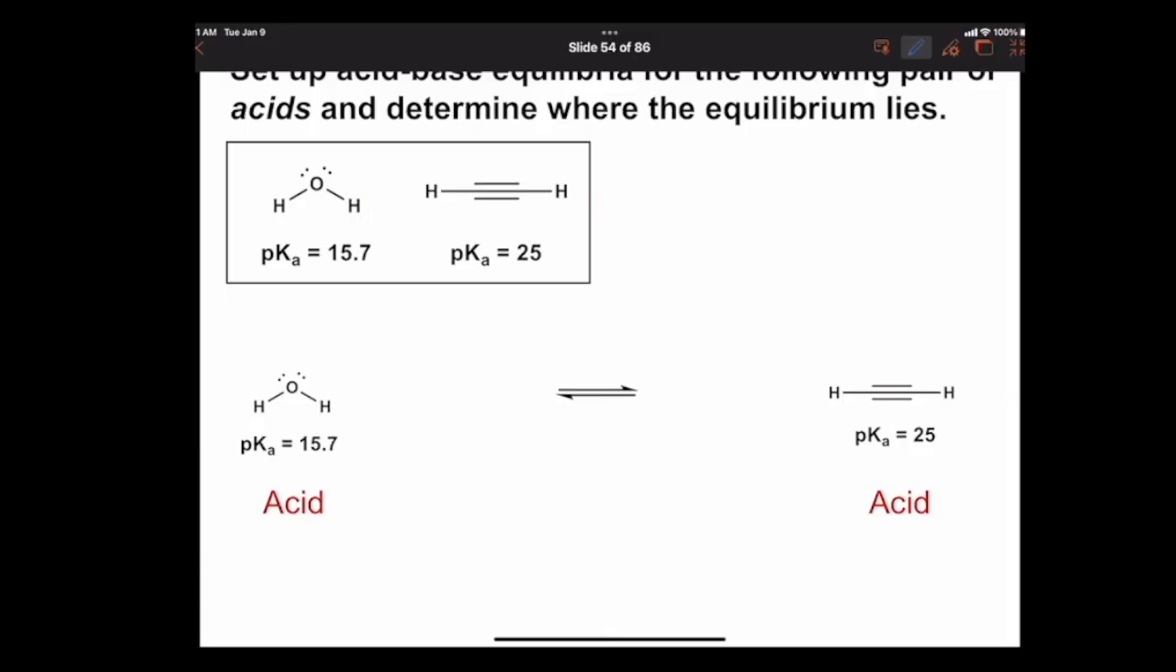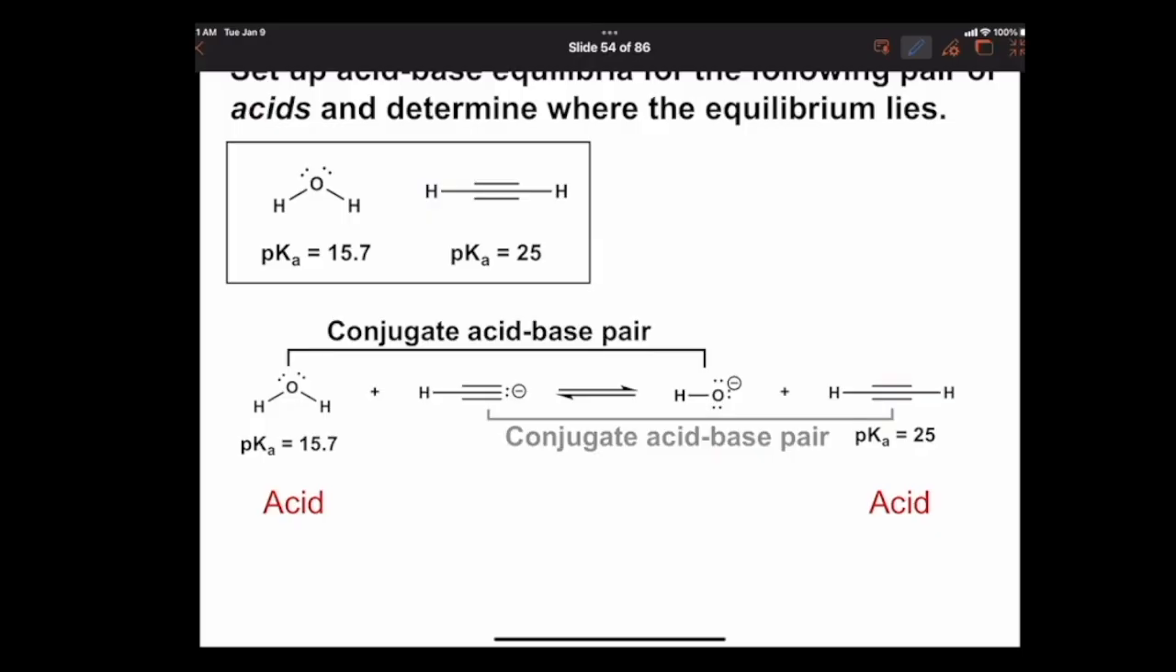So drawn out neatly, we place the acid and both acids on either side of the equilibrium. We complete that equilibrium with their conjugate base pairs, filling in the different components. Based on the numbers we have available, we predict that the equilibrium should move from right to left, or sorry, left to right, excuse me. Yes?